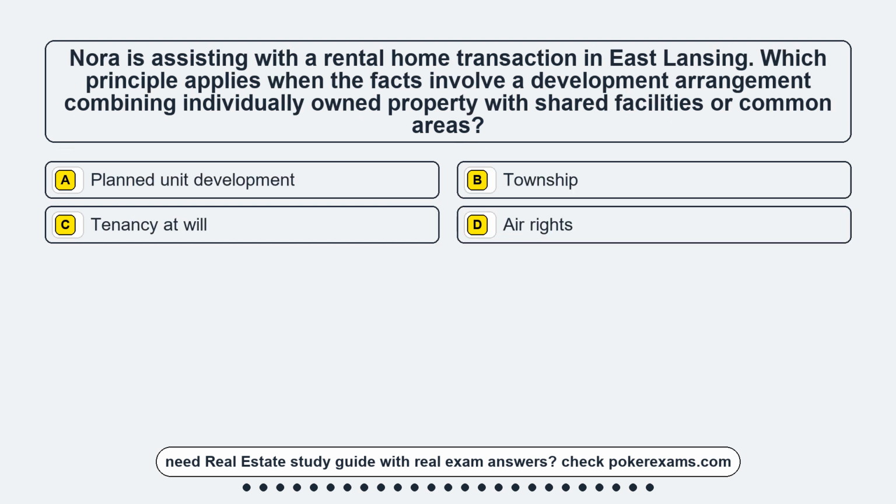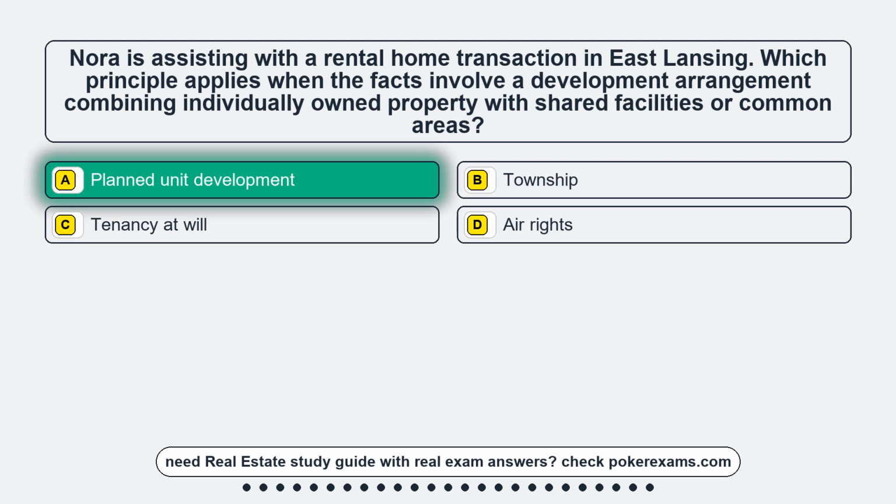Question 14. Nora is assisting with a rental home transaction in East Lansing. Which principle applies when the facts involve a development arrangement combining individually owned property with shared facilities or common areas? Option A. Planned unit development. Option B. Township. Option C. Tenancy at will. Option D. Air rights. The correct answer is option A.